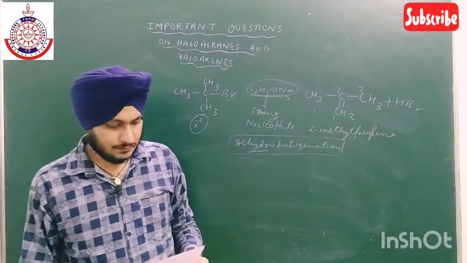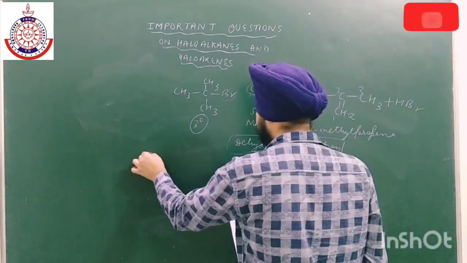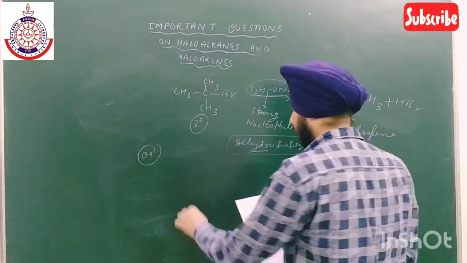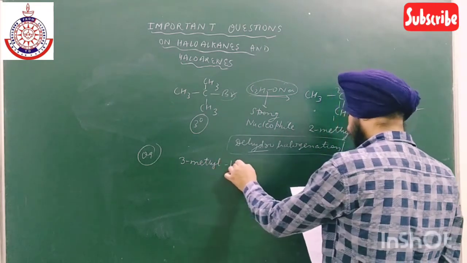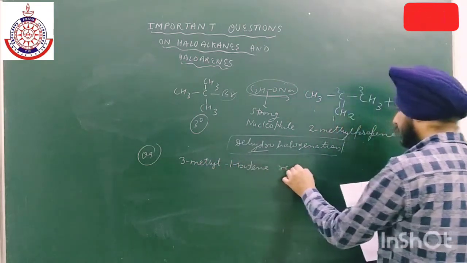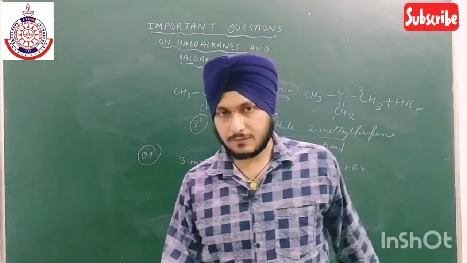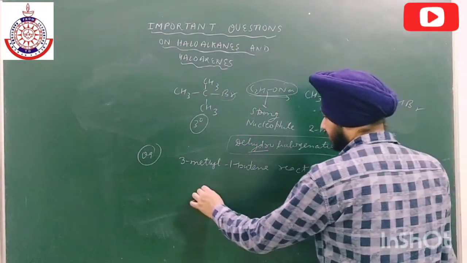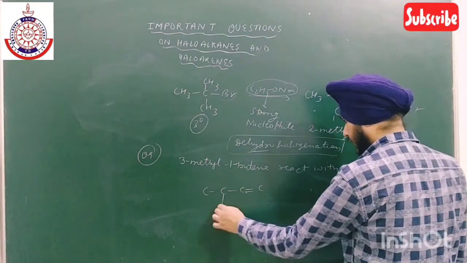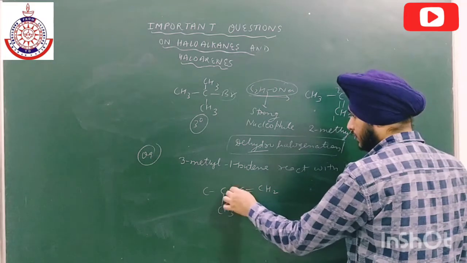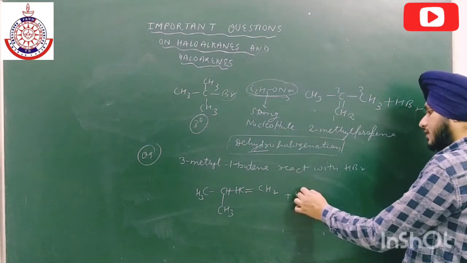So the next question is also very important. Write down the major product when 3-methyl-1-butene reacts with HBr. This is the 9th question. Now we have to draw the structure first. 3-methyl-1-butene: the structure is 1, 2, 3, 4, and on the third position we have a methyl group, CH2, CH and CH3. This will be the structure, and we have to react it with HBr.